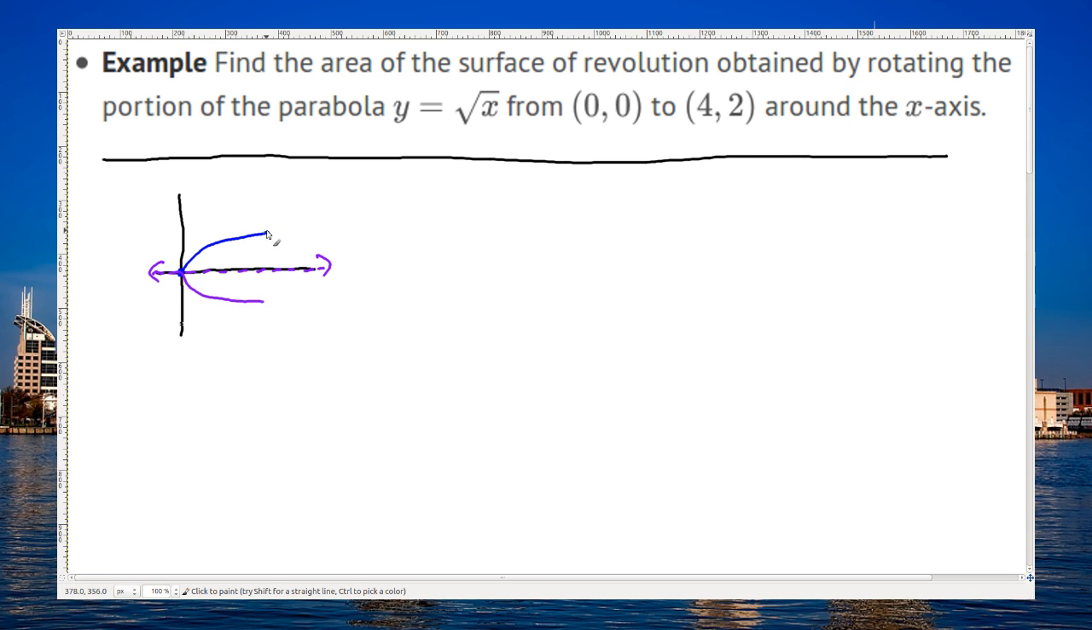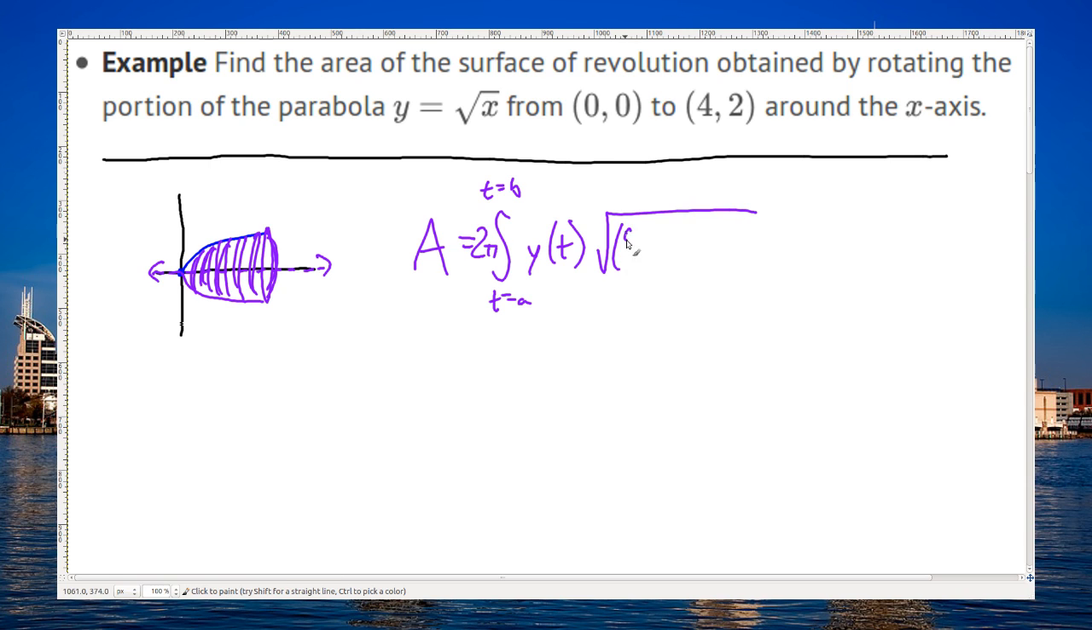The picture is we'd rotate it around and get this funnel shape, what's called an elliptical paraboloid, and the area of the front and back of this elliptical paraboloid would be given by the integral from t equals a to t equals b of, we can pull out the 2 pi to the outside, 2 pi y of t ds. And that ds, that arc length differential, expands out to the square root of dx/dt squared plus dy/dt squared, dt.